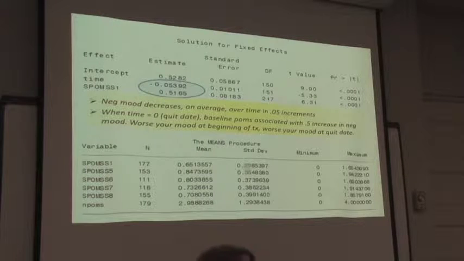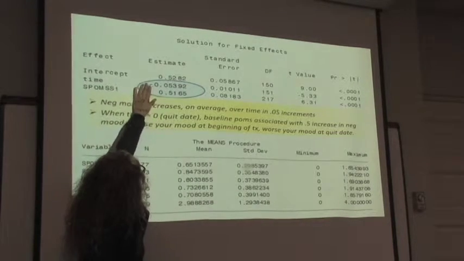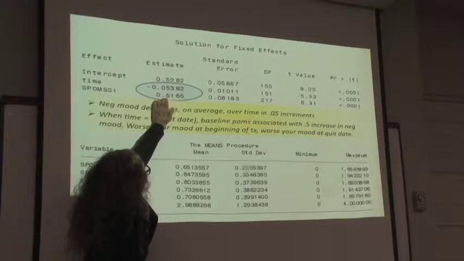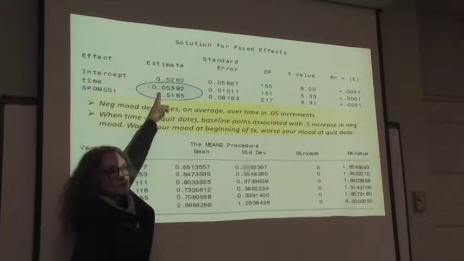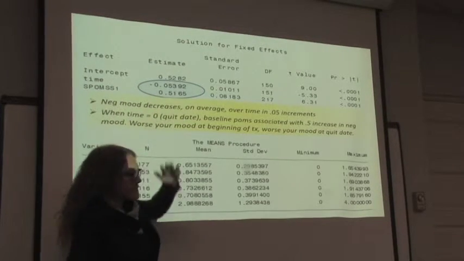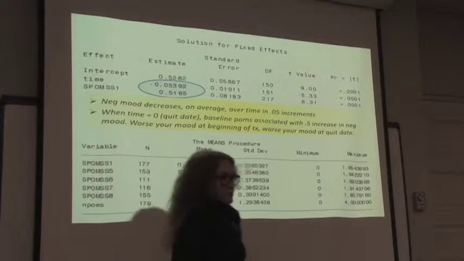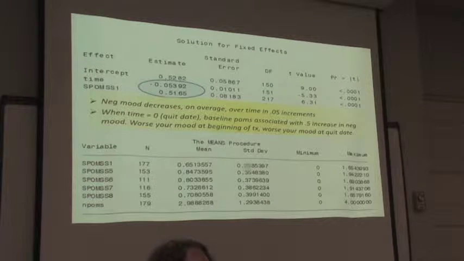It tells us that negative mood decreases on average over time in 0.05 increments, right? When time is 0, which is now the quit date, baseline negative mood is associated with a 0.5 increase in negative mood. So the worse your negative mood at the beginning of treatment, the less your negative mood decreases over time, right? So the sample is decreasing as a whole. Those with negative mood at baseline are having a less negative slope, right? Which is less of a reduction. Make sense? Okay.